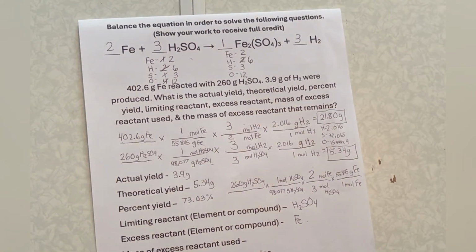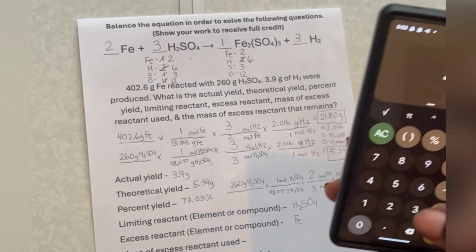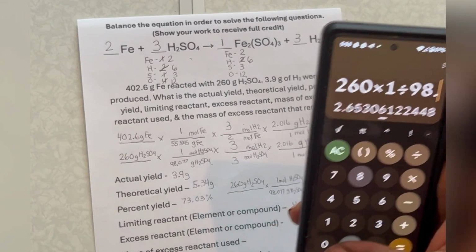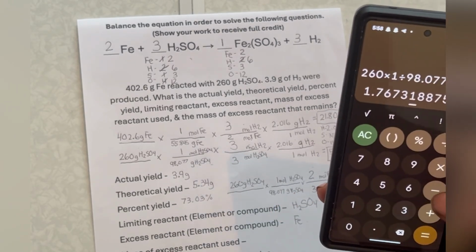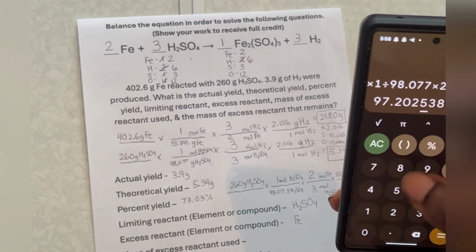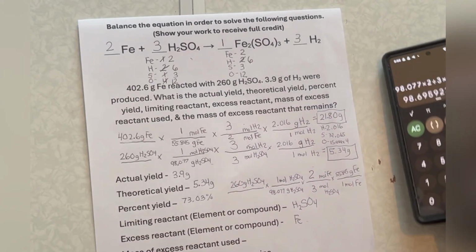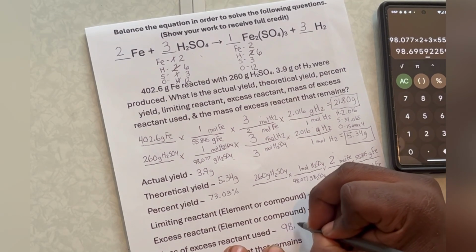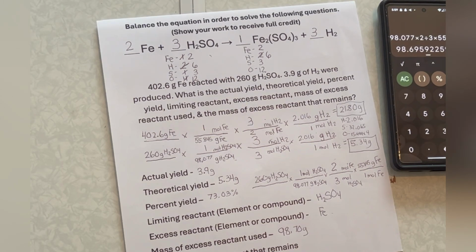So now, just plug it all into the calculator. So 260 was my limiting reactant, times 1 divided by 98.077, times 2 divided by 3, times 55.845, you get 98.69. So I'll round that to 98.70 basically. So that's how much excess reactant was used before the reaction stopped.